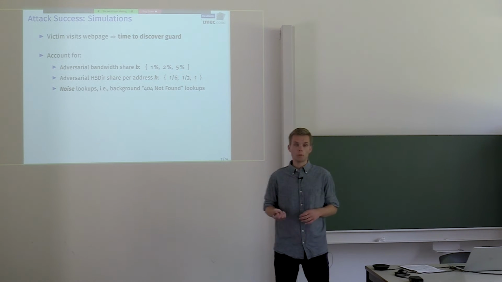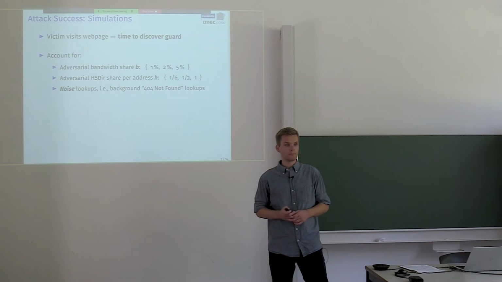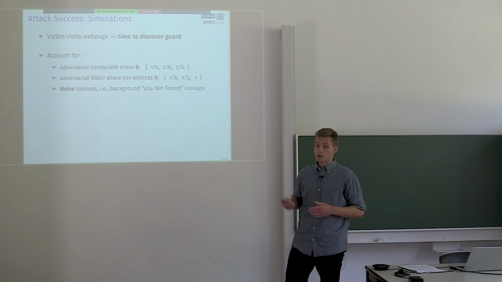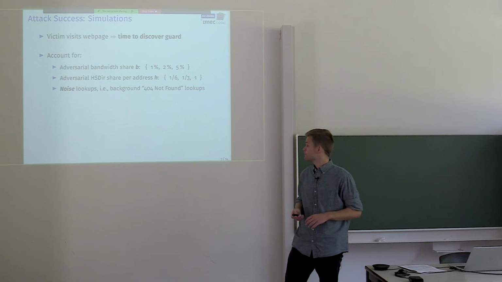And for those, we consider the 1 over 3 setting to be the most realistic and also feasible for the adversary. And then, of course, the noise lookups, as I mentioned, we have to factor in that they may create false positives. So we use the rate of 1,052 per second in our simulations.